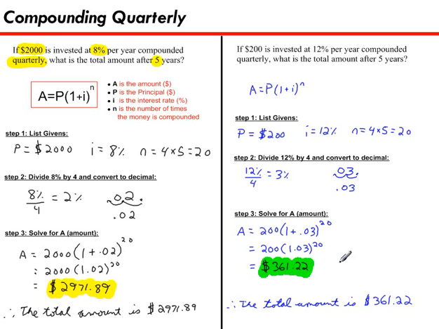And the answer is $361.22. First, we listed our givens, our P, I, and N, which was 20. Then in step 2, we divided our I by 4 because we're compounding quarterly, and we converted our answer into decimal. Finally, in step 3, we plugged in our P, I, and N and solved for A, the amount, $361.22.